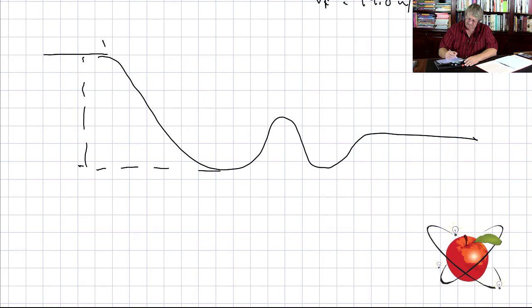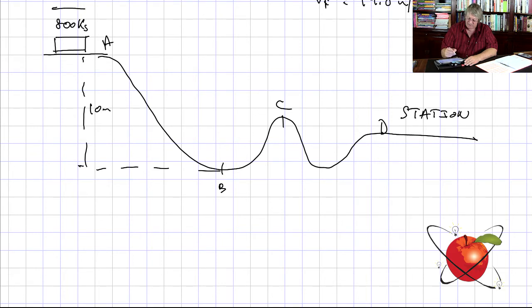This is, let's say, A, B, C, and point D. This is the station over here, let's say. Now, this height here is, let's say, 10 meters. Let's say our roller coaster is coming along here and it weighs 800 kilograms, loaded up, and it is traveling at the top at 5 meters per second.